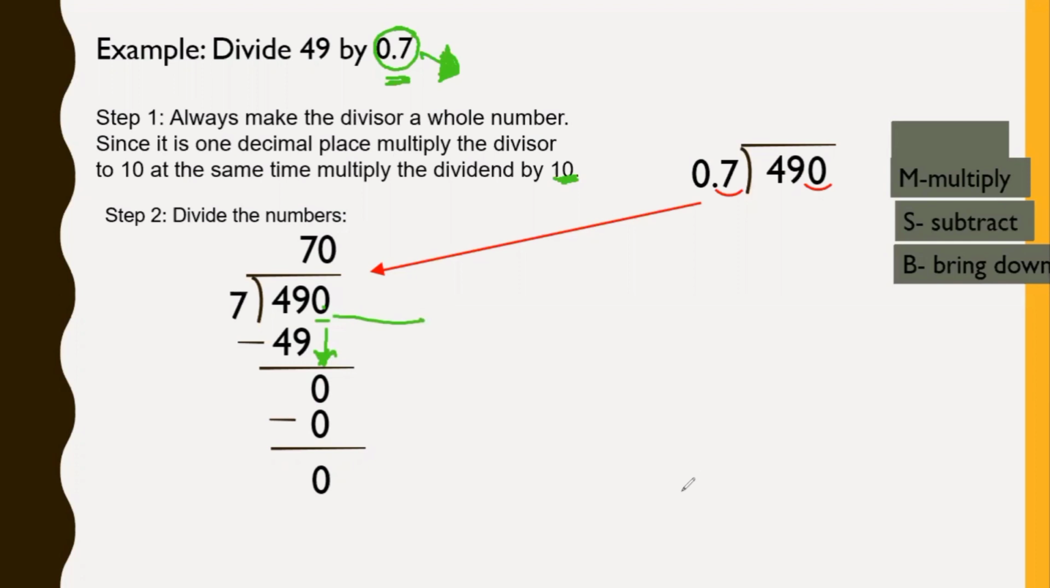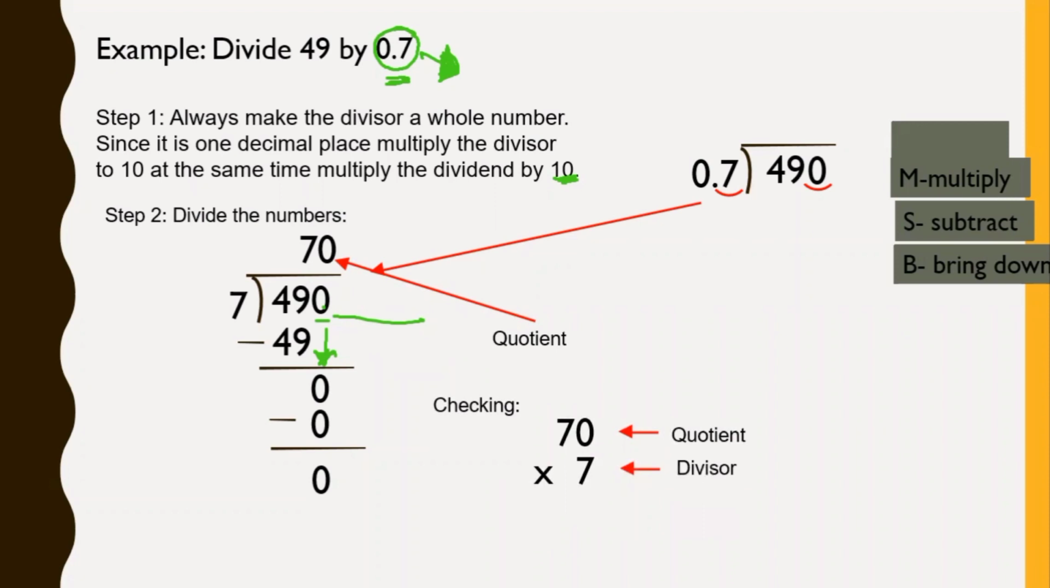Now, let's go with the next one. So the answer is 70 and that is called as quotient. And then let us check. We can check if your answer is correct by using multiplication. So we have the quotient 70 times 7. So this is the quotient and this is the divisor. So the answer must be the same with your dividend.